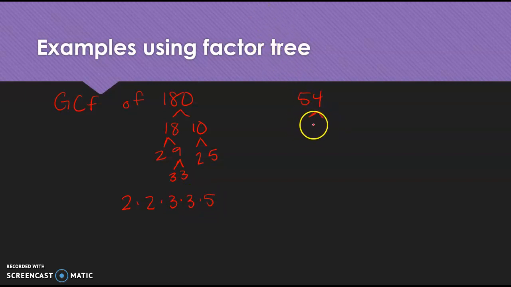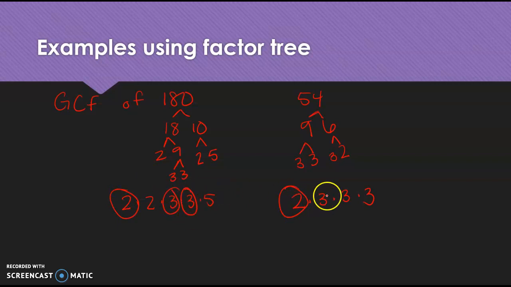For 54, I know that 9 and 6 go into 54. And 9 is 3 and 3, and 6 is 3 and 2. So then, I've got all primes now, so my prime factorization is 2 times 3 times 3 times 3. From here, I just got to match it up, right? I've got 1, 2, and 1, 2, and I've got 1, 2, 3s, 1, 2, 3.